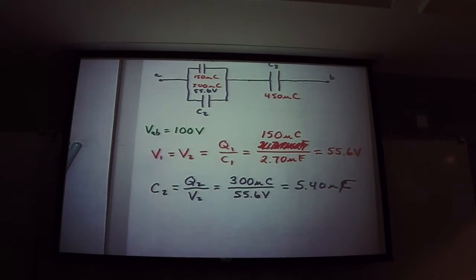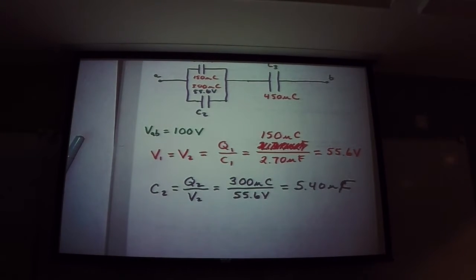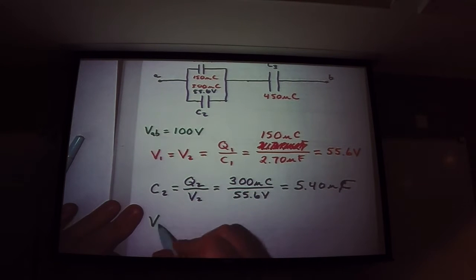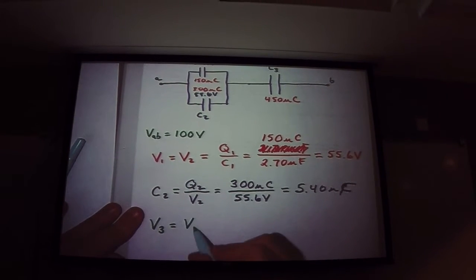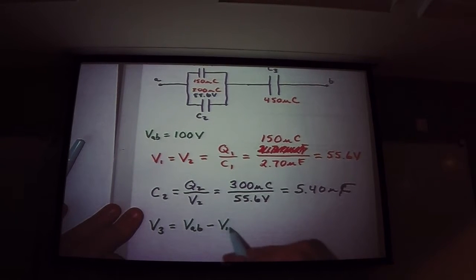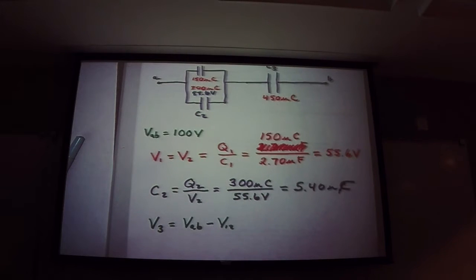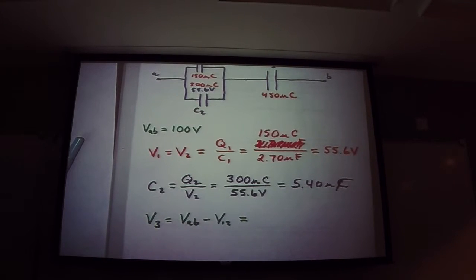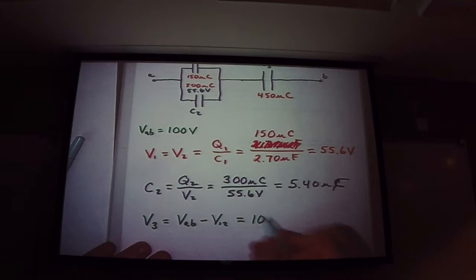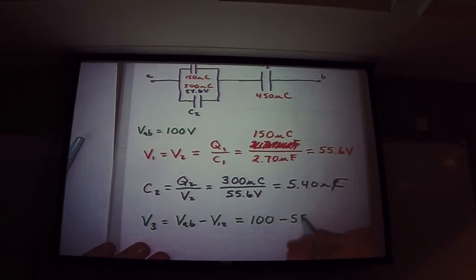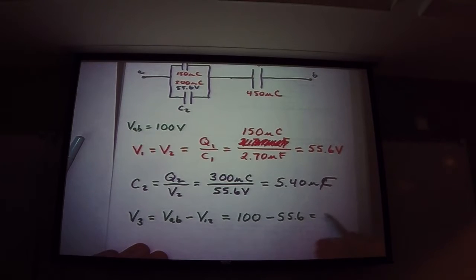Total voltage is 100. So V3 is VAB minus V12. And the reason why I call it V12 is because V1 and V2 are the same. You don't have to use my same subscripts as long as you know what you're doing. So in this case, V3, VAB is 100 minus 55.6. And so what you get is 44.4.